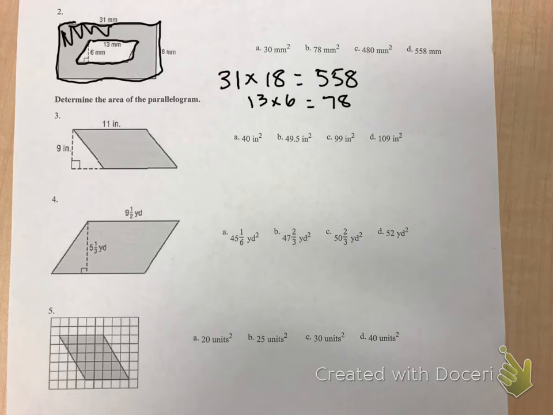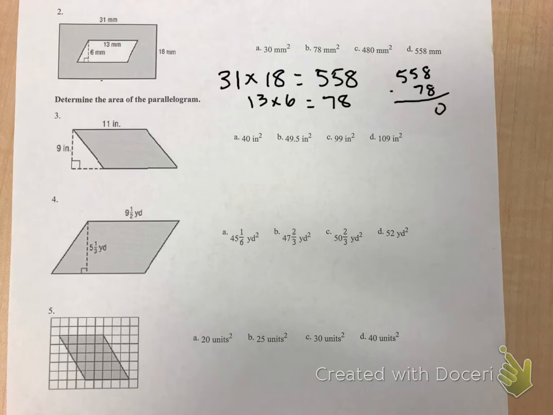In order to find the shaded part, we've got to subtract that. It's kind of like just saying, okay, well, if we cut out that piece, how much is left over? So after we subtract those two numbers, we get 480. So 558 minus 78. We get 480. Measurements are all in millimeters. So 480 millimeters squared is going to be the area of the shaded region.